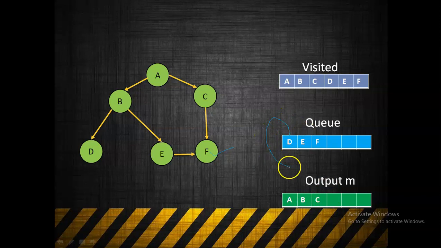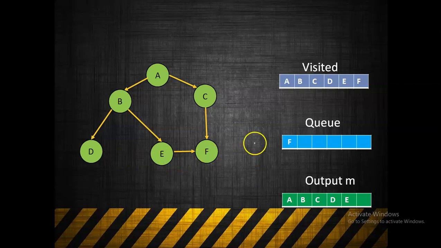Now you can move the last element D to the output. Pop the first element of Q. So A, B, C, D. Yes. Now there is no child for D, so pop the next element to output. Yes, there is an element.